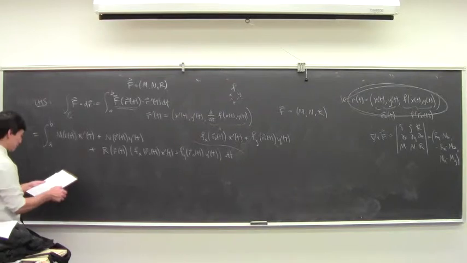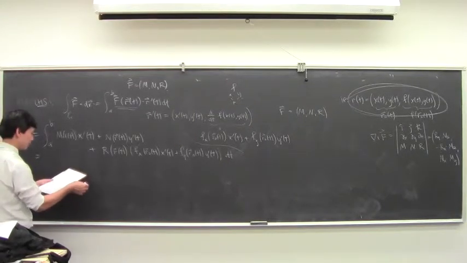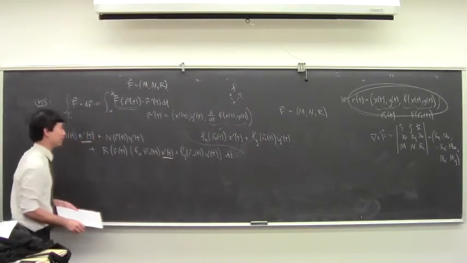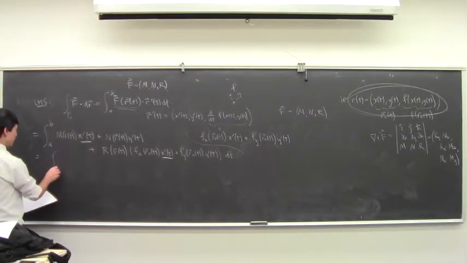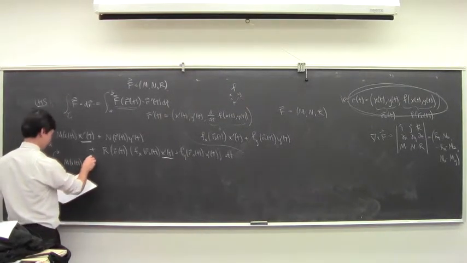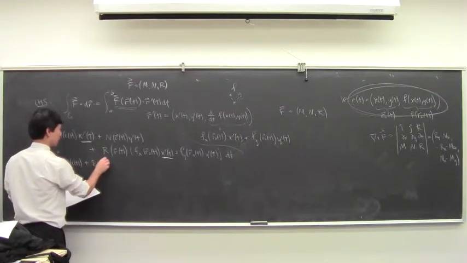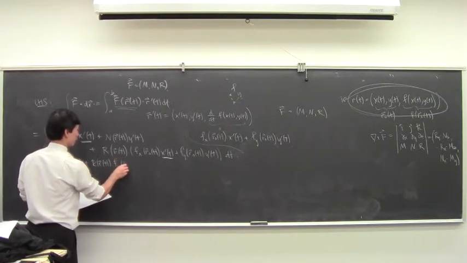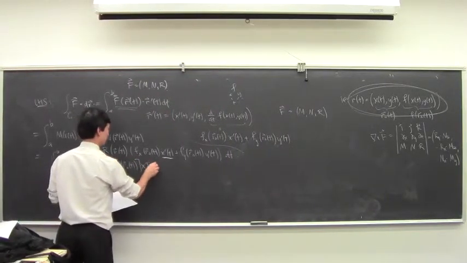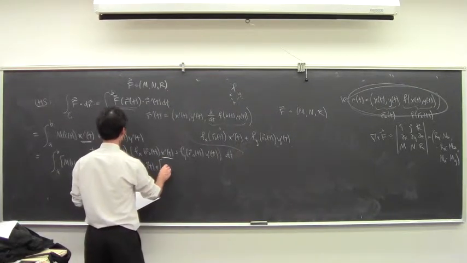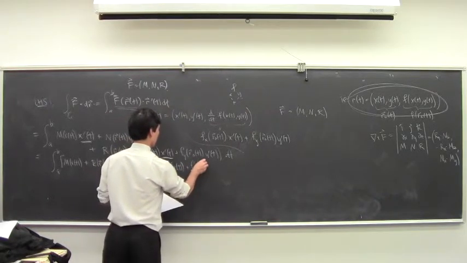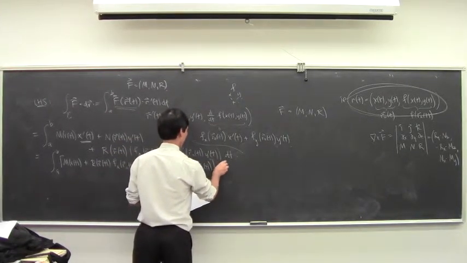Okay. So at this point, we're going to group things together based on whether they have x prime or y prime. So we'll have M and we have this R of r(t) f sub x r naught t, all this times x prime t, plus the other guys with y. So N of r(t) plus R of r(t) f sub y r naught t, y prime t.